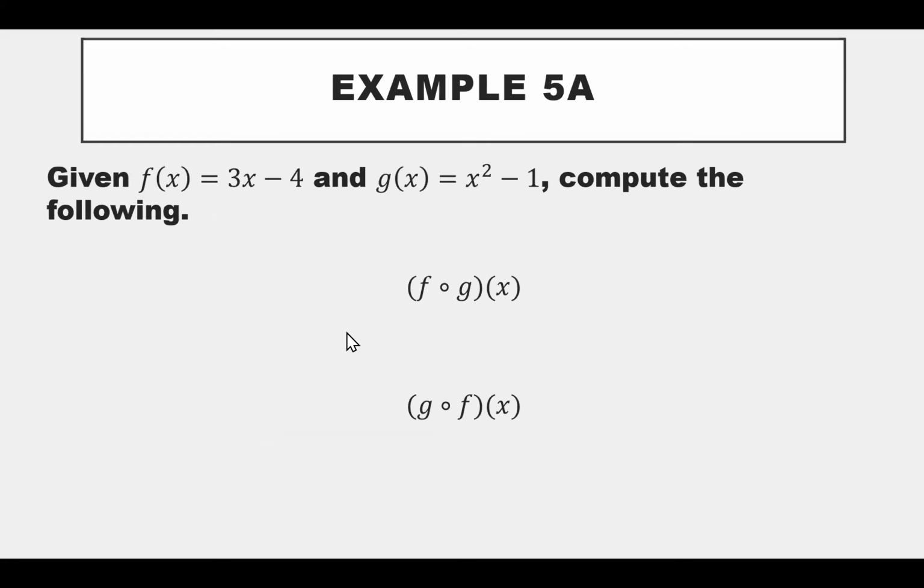Let's do an example. Here we have two functions. In fact, these are our original two functions we started with. F of x is equal to 3x minus 4, and g of x is equal to x squared minus 1. Let's compute f of g of x and compute g of f of x.